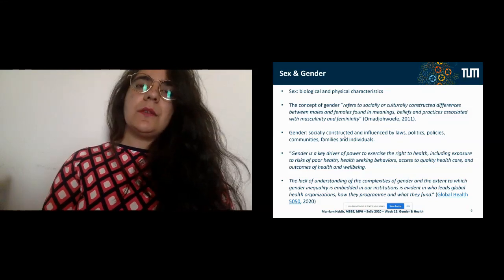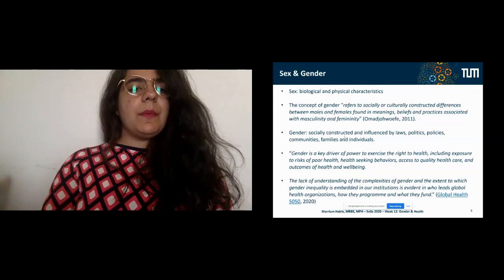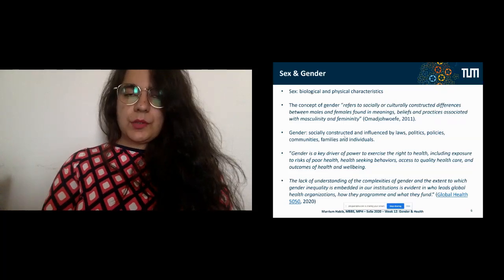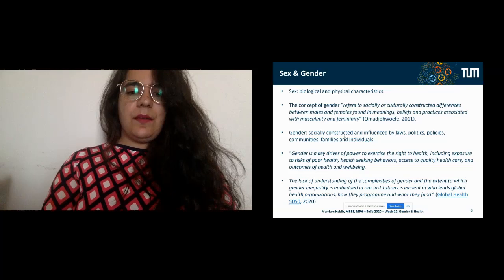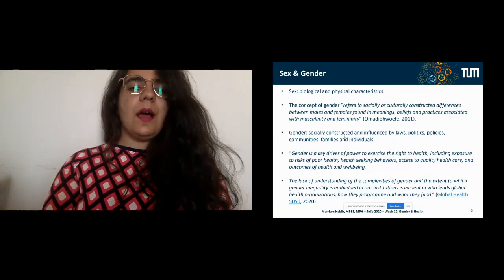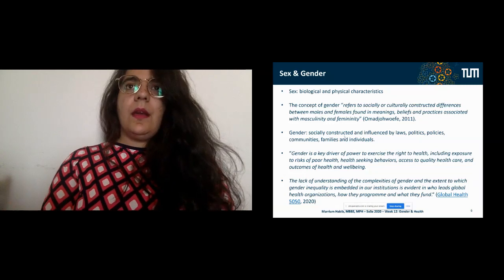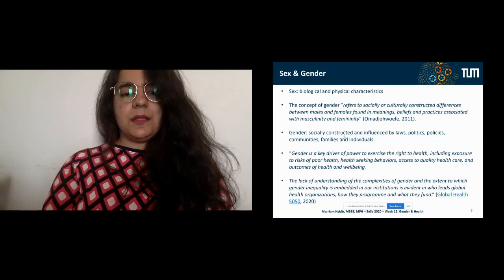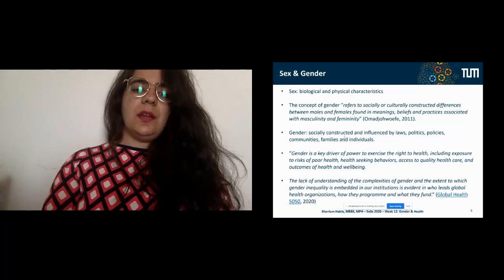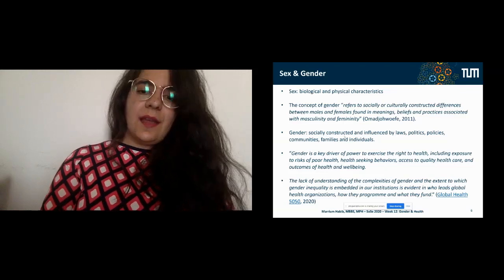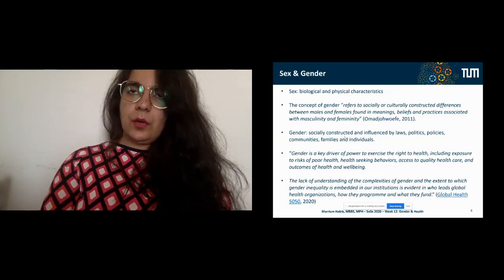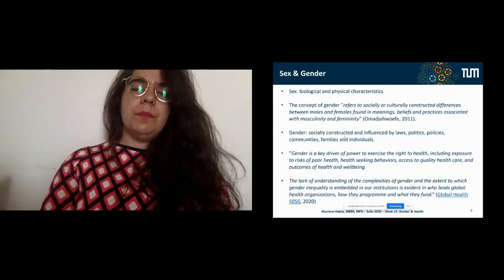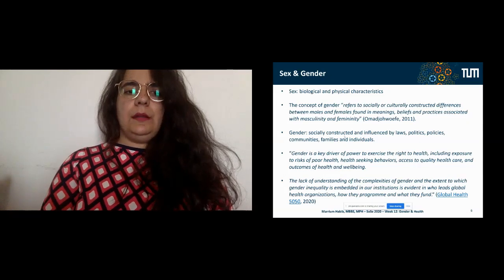As global health practitioners for the future, what is important to us is to remember that gender is a key driver of power to exercise the right to health, including exposures to risk of poor health, health seeking behaviors, and access to quality healthcare and outcomes of health and well being. Again, as future practitioners, we have to remember that a lack of understanding of the complexities of gender and the extent to which gender inequality is embedded in our institutions is evident by who leads global health organizations, what programs they undertake, and what they fund. And we will talk a bit more about this in our second section, global health leadership.